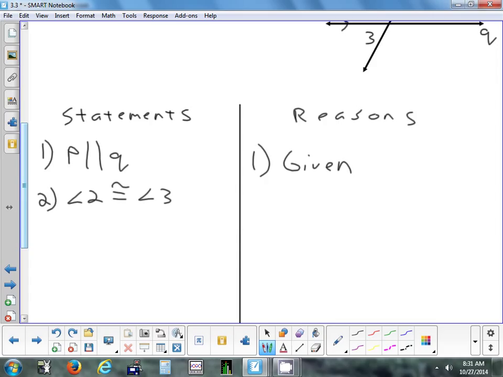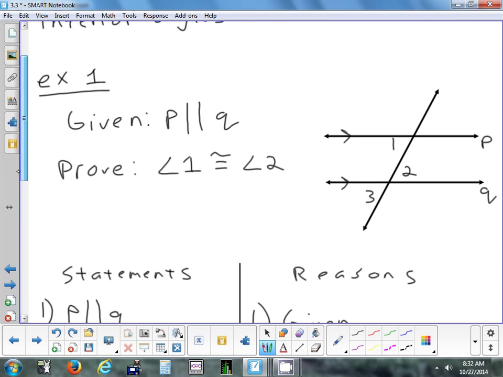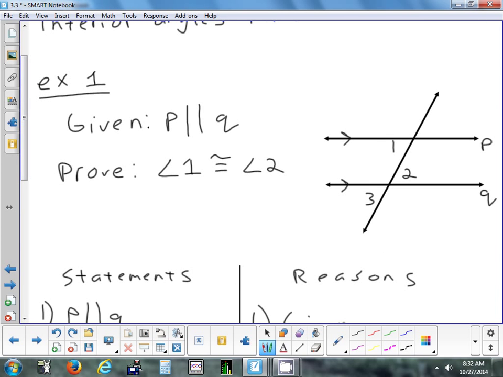Okay, but we can't write given for that because they didn't label it that way. But based on the diagram, there's a reason why. Definition of vertical angles. We just put vertical angles, fine, or do we need definition? For that one, put definition because it is a definition. I mean, vertical angles, that's okay, but we really should have it as definition to be a little bit more formal.